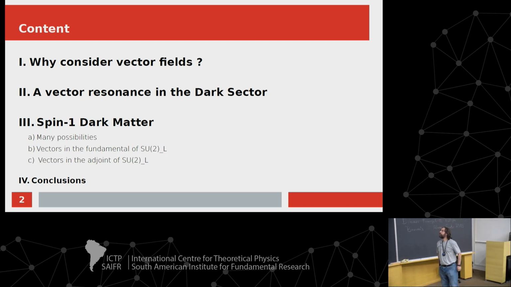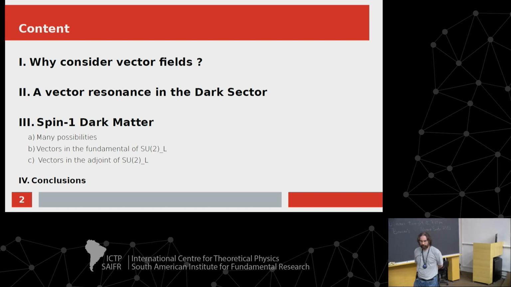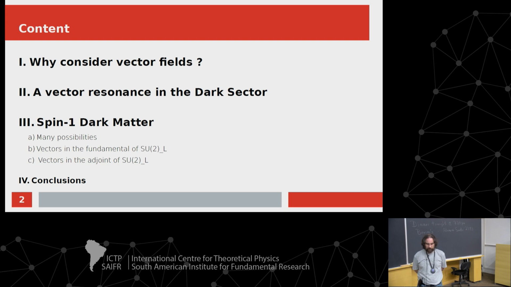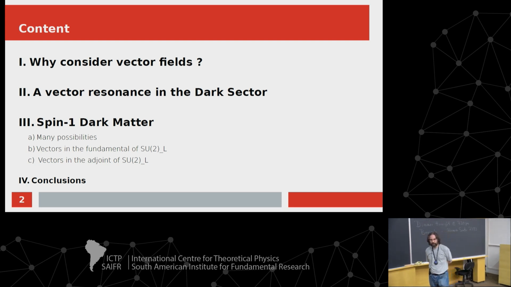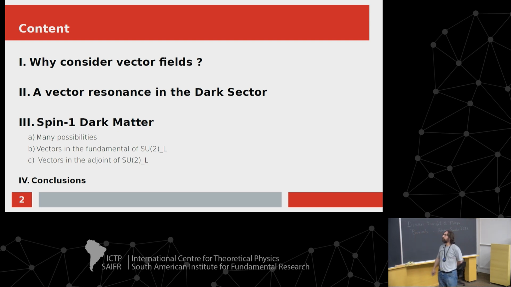And the content of my talk is this one. First, I'm going to explain why I want to consider vector fields. Then I'm going to describe a very simple model with a vector resonance in the dark sector. And then I'm going to describe some models with the spin 1 vector as the dark matter candidate. And after that, I'm going to state my conclusions.